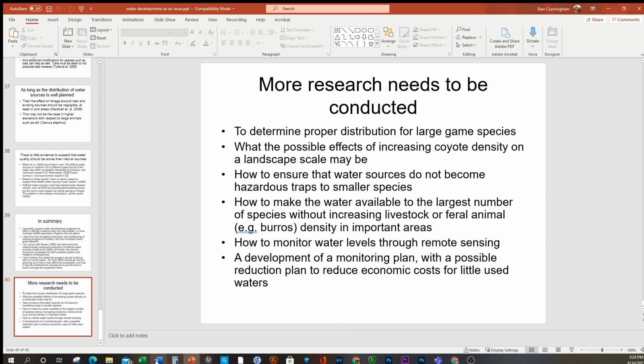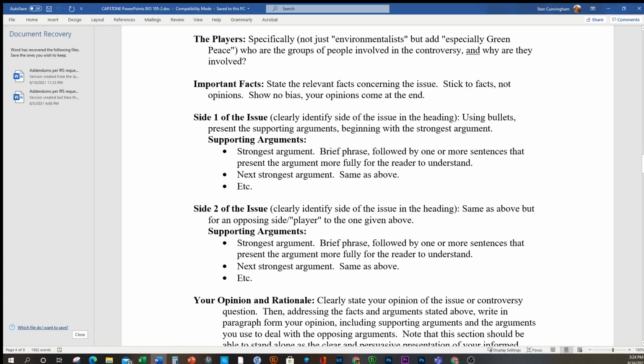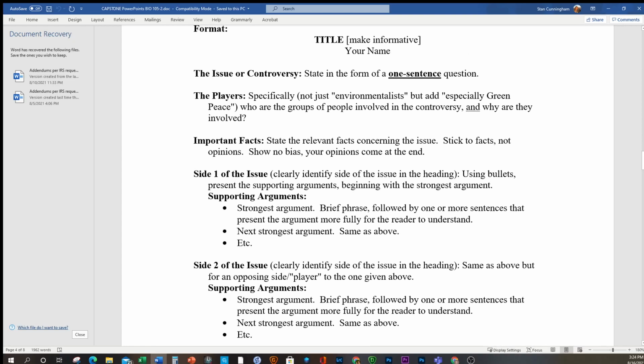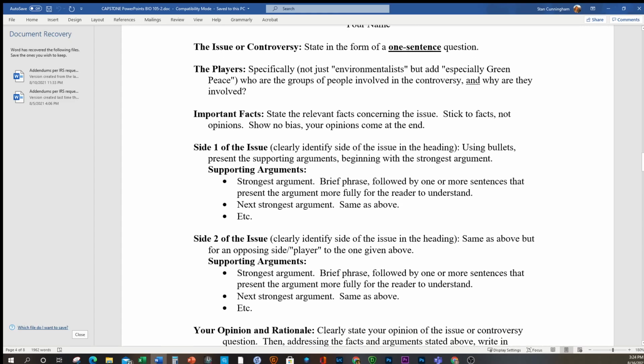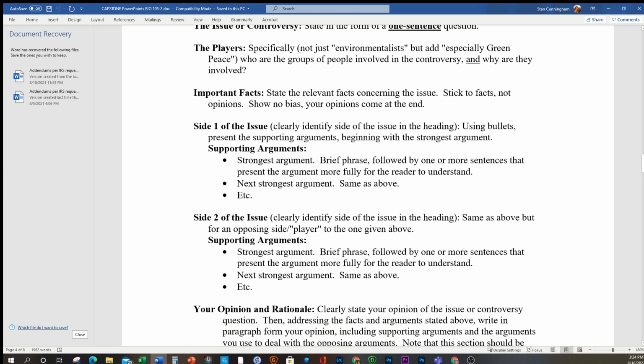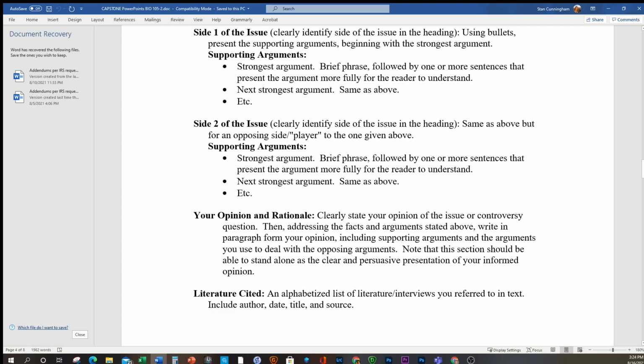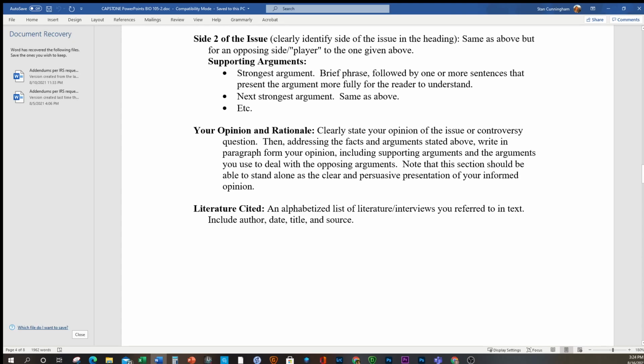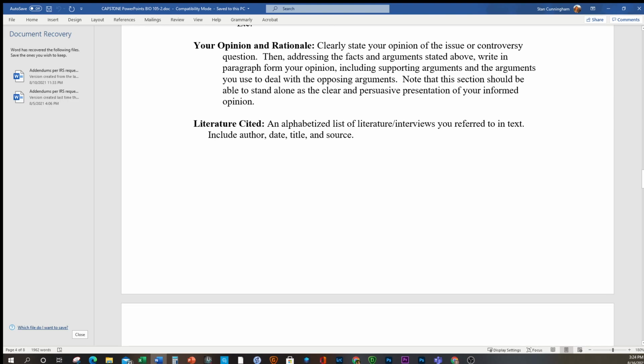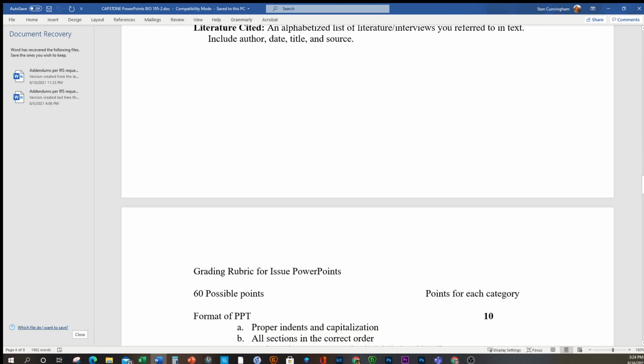So let me go back to this document here. Again, I'm trying to keep this short because this is probably a pretty boring lecture. But here you can see the format: issue, one slide, in a question format. Who are the people involved with this issue? What are the important facts? Side 1 with the strongest arguments for that side. Side 2, your opinion and rationale. And then you're going to give me a literature cited slide.